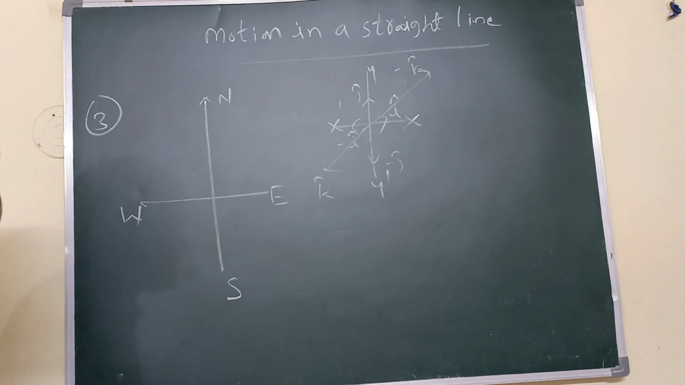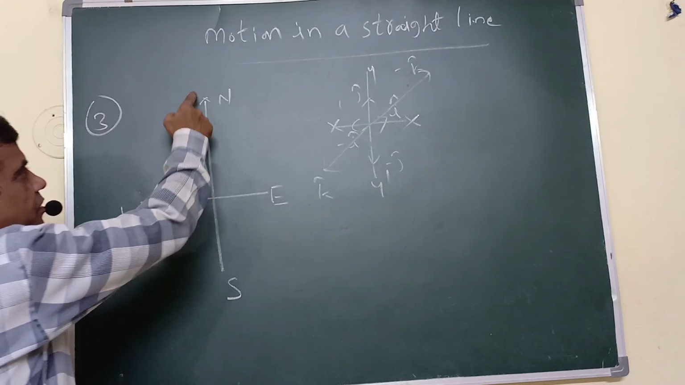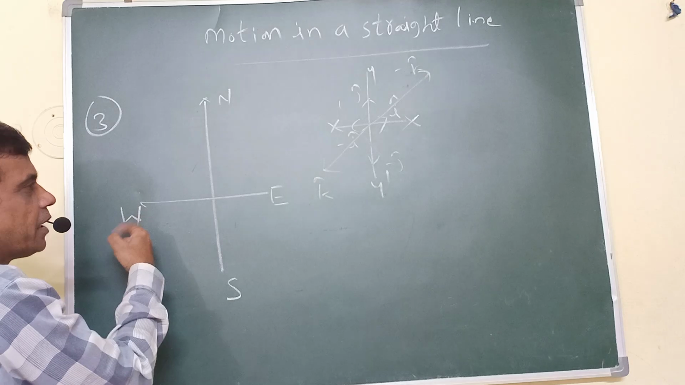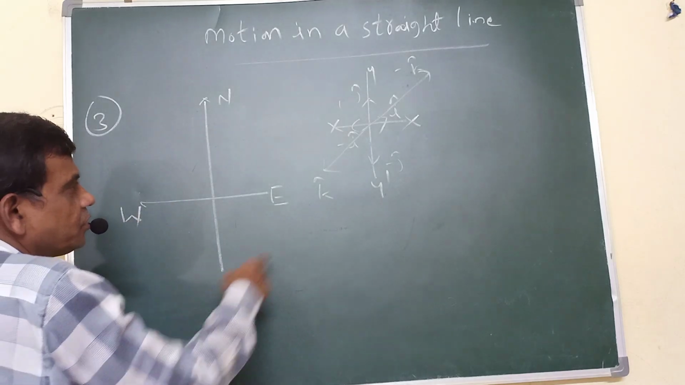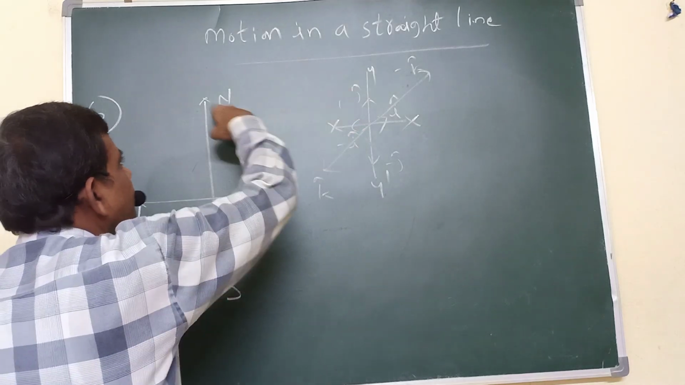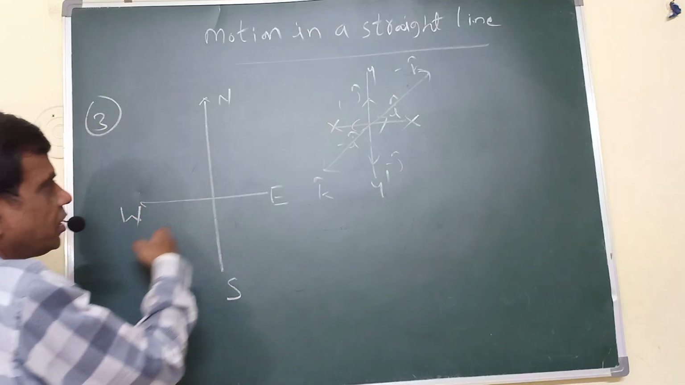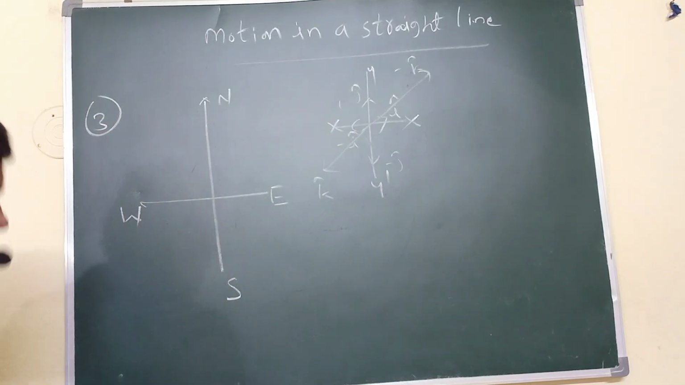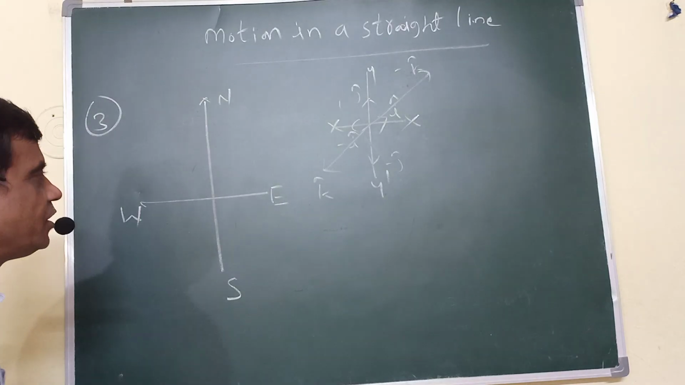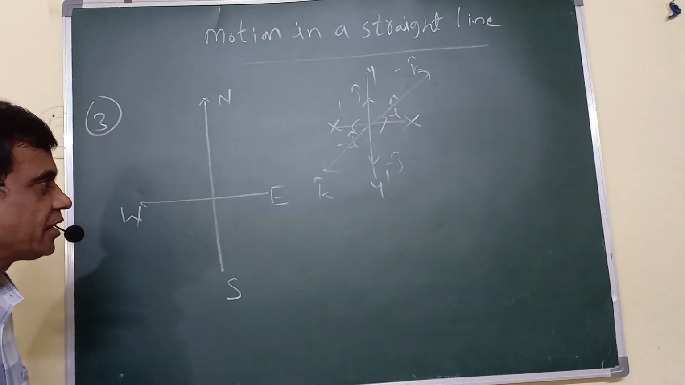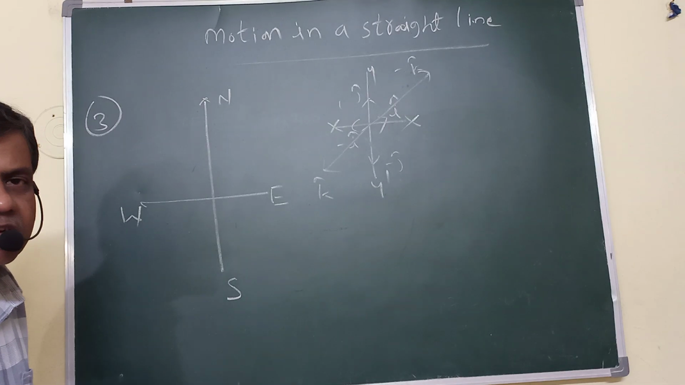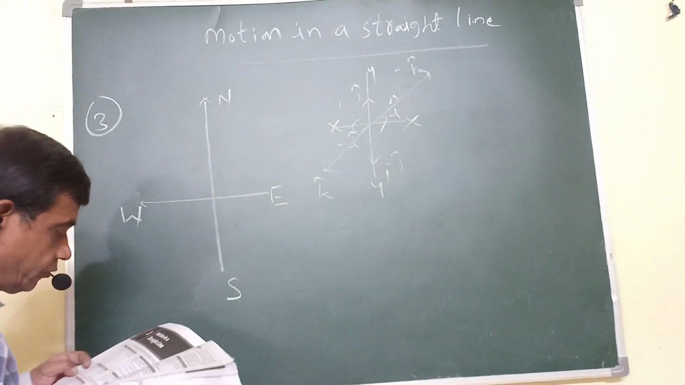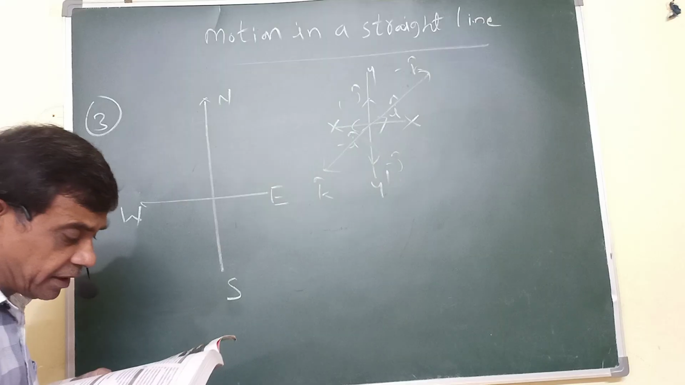This we are comparing as it is. North j, east i, west minus i, south minus j, vertically upward k, downward minus k. So we are remembering all these things. What is the unit vector? We know, a vector whose magnitude is 1 is called a unit vector. What is the significance of this? For showing direction. So, that vector concept we are applying.